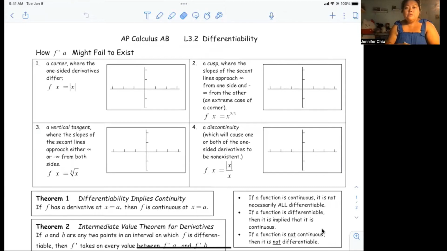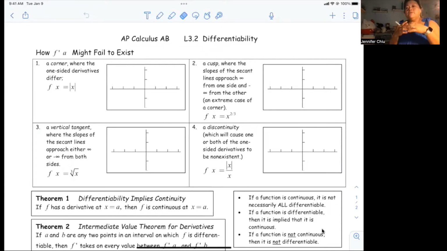All right, this is lesson 3.2 on differentiability. What is differentiability? It is asking when is a function differentiable, meaning when does a function have slope?